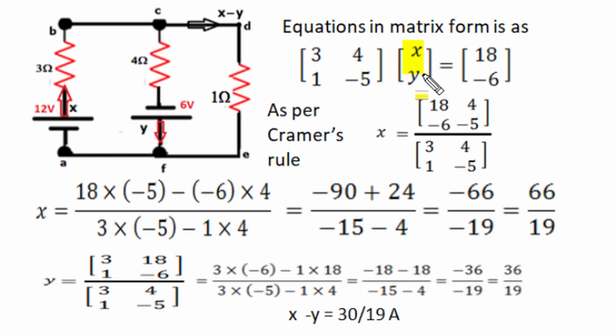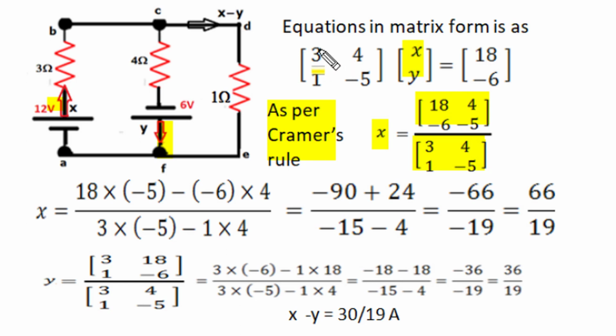Now the unknown assumed branch currents x and y can be obtained by Cramer's rule, and you will find this matrix method very systematic and error free. The unknown x is the ratio of the determinant values of two matrices, and one matrix is the same 3, 1, 4, minus 5 in the denominator side, and in the numerator side we have to replace the coefficient of x.